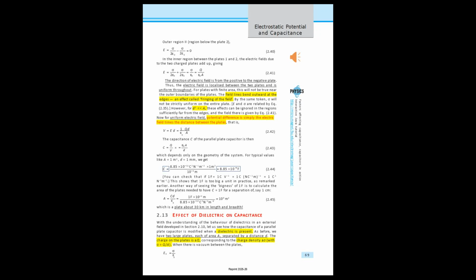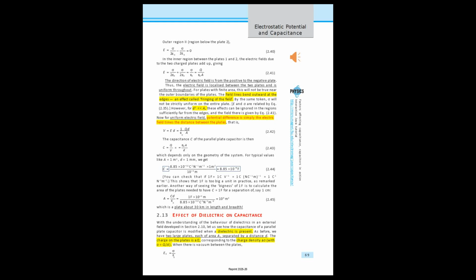For plates with finite area, this will not be true near the outer boundaries of the plates. The field lines bend outward at the edges, an effect called fringing of the field. By the same token, sigma will not be strictly uniform on the entire plate. E and sigma are related by equation 2.35. However, for d² much less than A, these effects can be ignored in the regions sufficiently far from the edges, and the field there is given by equation 2.41.